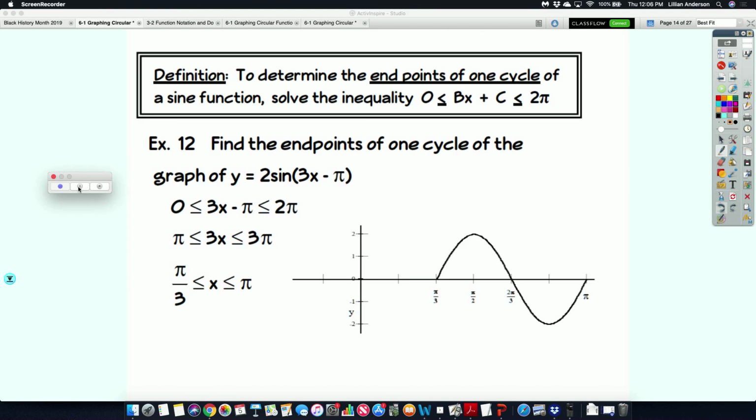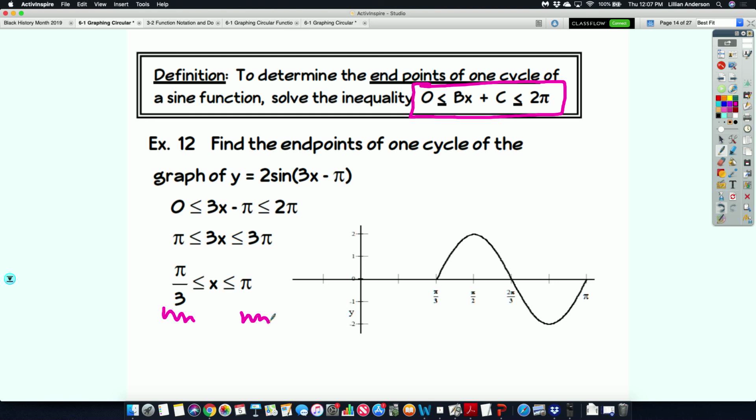Now this, I probably will never ask you what is the right endpoint and what's the left endpoint of one cycle. I will never ask you that. However, if you are unsure about the values you get, you can always use this formula right here to see, for one cycle, once you set up that equation and solve it, it should start at whatever this value is, and it should end at whatever this value is. It's more of a check to make sure I did my math right.